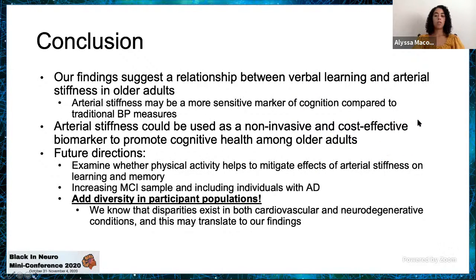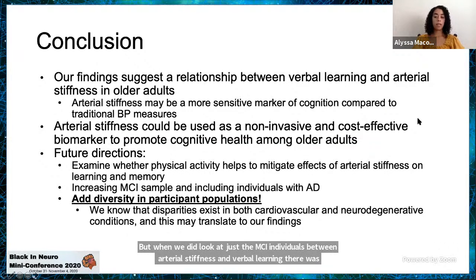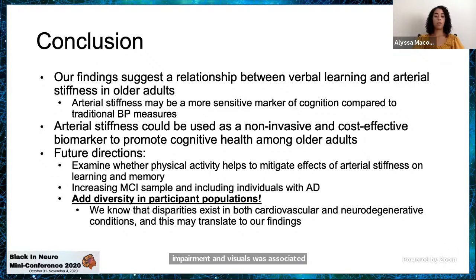And so our conclusions: arterial stiffness highlights the utility of this as a marker of changes in cognition in older adults with mild cognitive impairment compared to traditional blood pressure measures. So clinically, arterial stiffness could be used as a non-invasive and cost-effective biomarker for individuals who have been diagnosed with MCI or who are at risk for Alzheimer's disease.